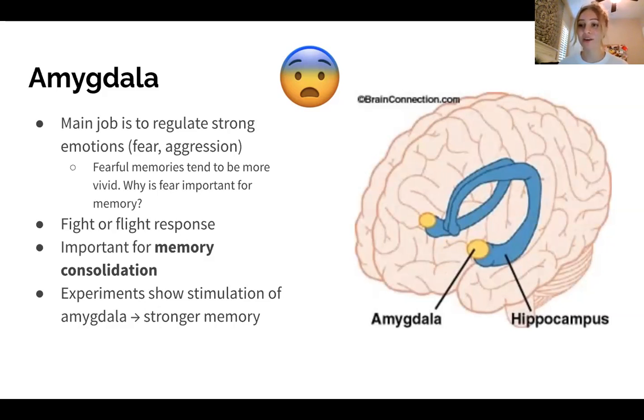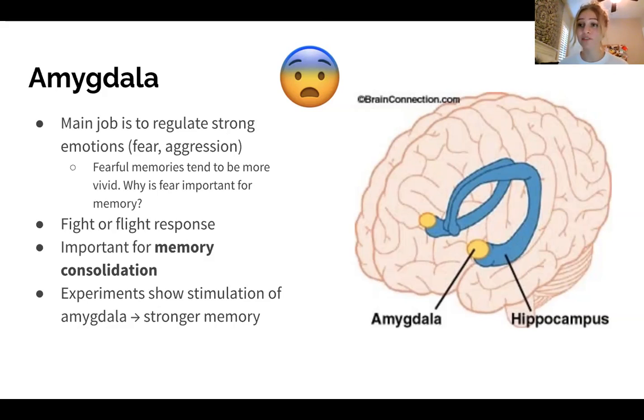The amygdala also has to do with the fight or flight response. So what is this? Well, when you're presented with something that may harm you or may be a threat to you, you can either flee from it or you can fight it. So the amygdala pretty much controls that response. It is also really important for memory consolidation, which basically means when your memories go into your brain and stay there. And experiments actually show that stimulation of the amygdala is really important for a stronger memory.